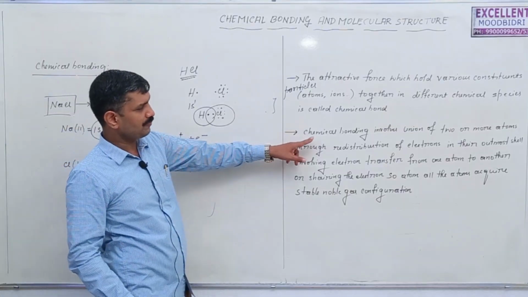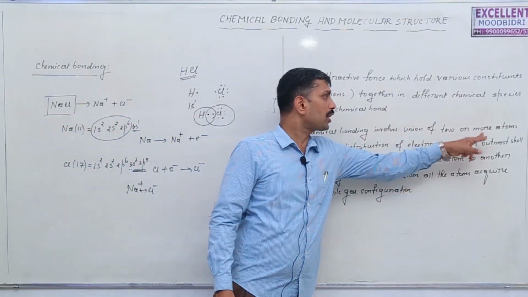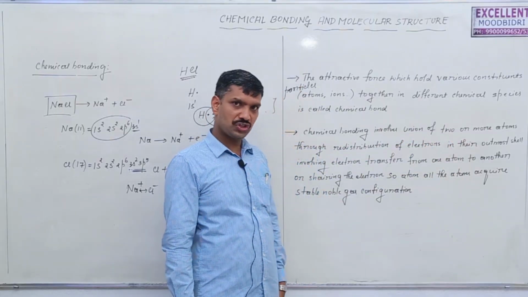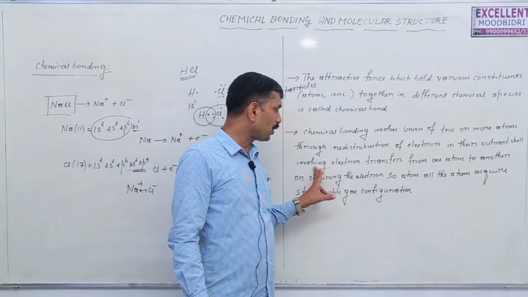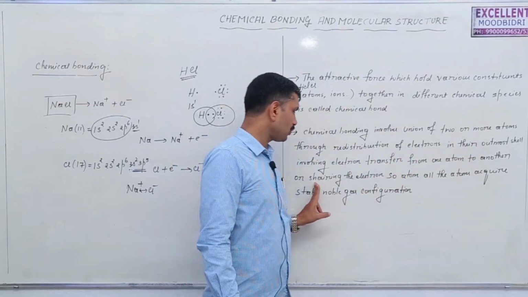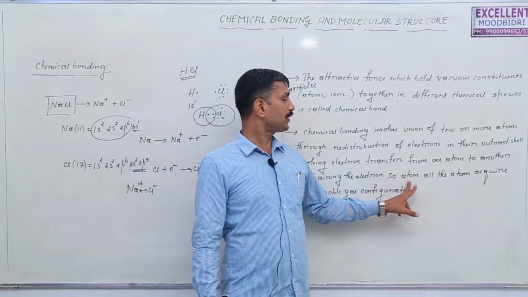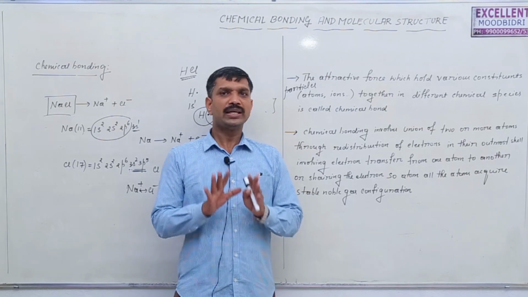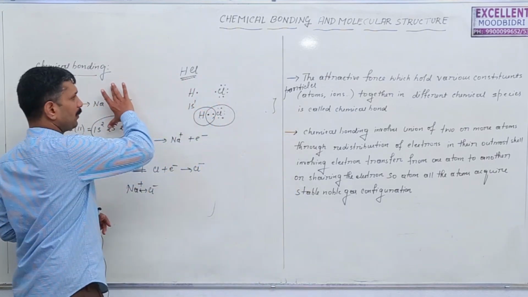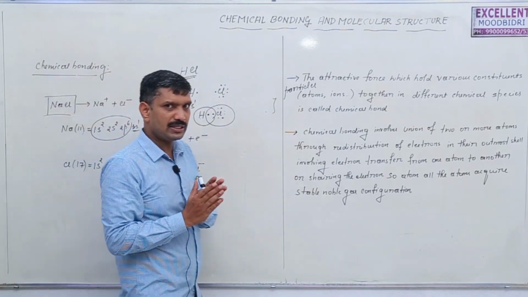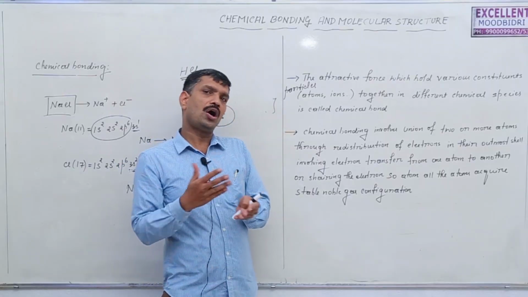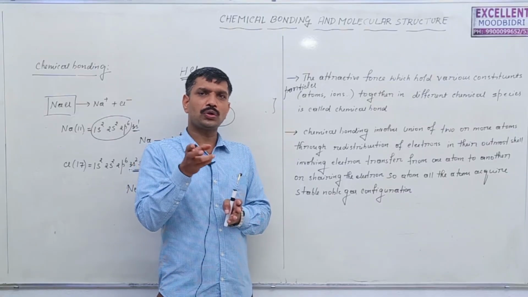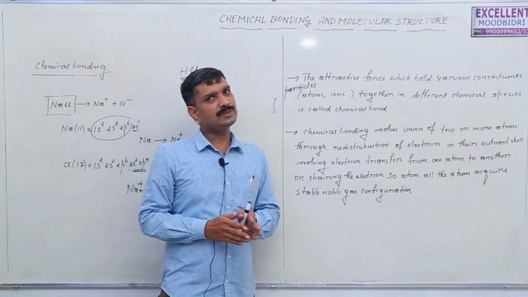So that's the concept I write here. Chemical bonding involves the union of two or more atoms through the redistribution of electrons in the outermost shell, involving electron transfer from one atom to another atom or sharing of the electron, so that all the atoms acquire the stable electronic configuration. This is the way of formation of chemical bonding. So this is about the formation of chemical bonding: how chemical bonding takes place, either by transferring the electron or by sharing the electron. As a result, chemical bonding takes place between the different constituent particles in different chemical species.